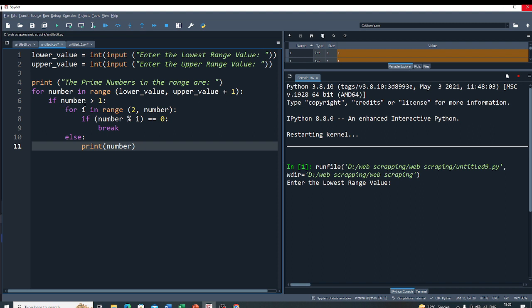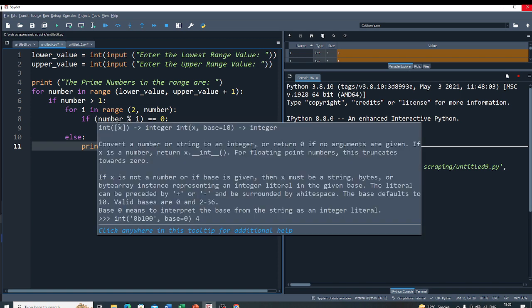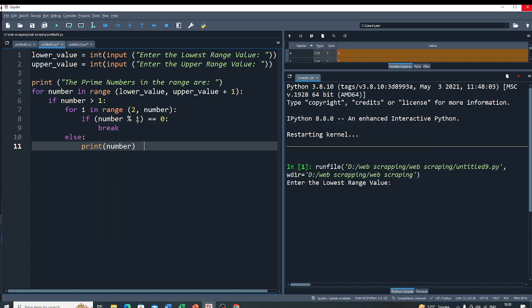Now I have to check that the number must be greater than 1, because 0 and 1 are not considered prime numbers. So I have to start from 2. I check if the number is greater than 1. If it is, I run a loop for i in range(2, number). Here I have to divide the number by i and find the remainder.